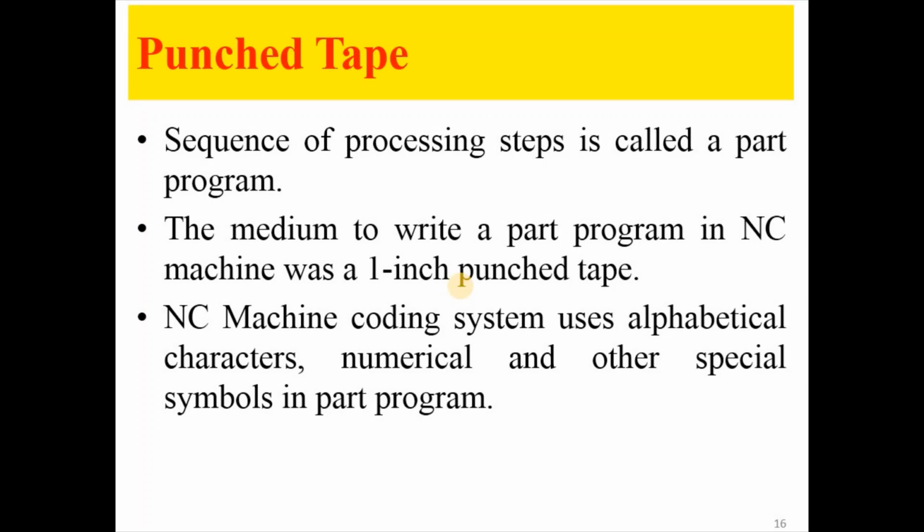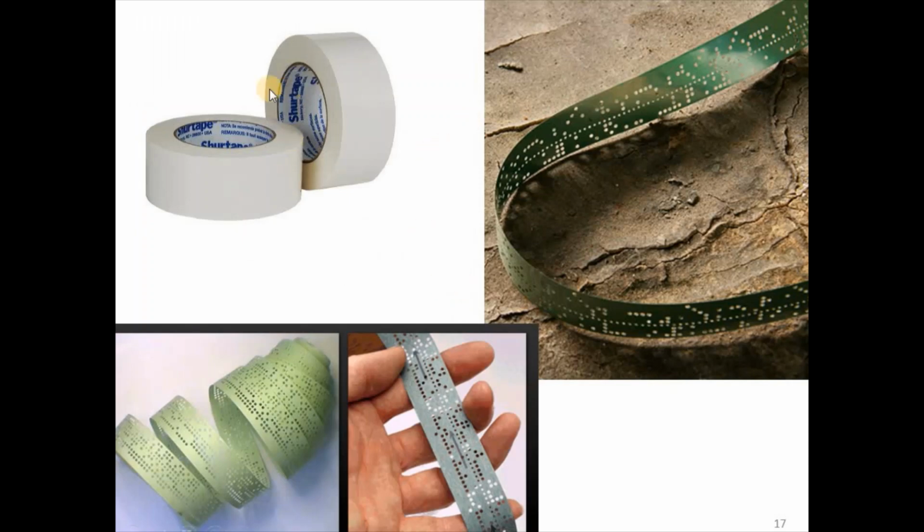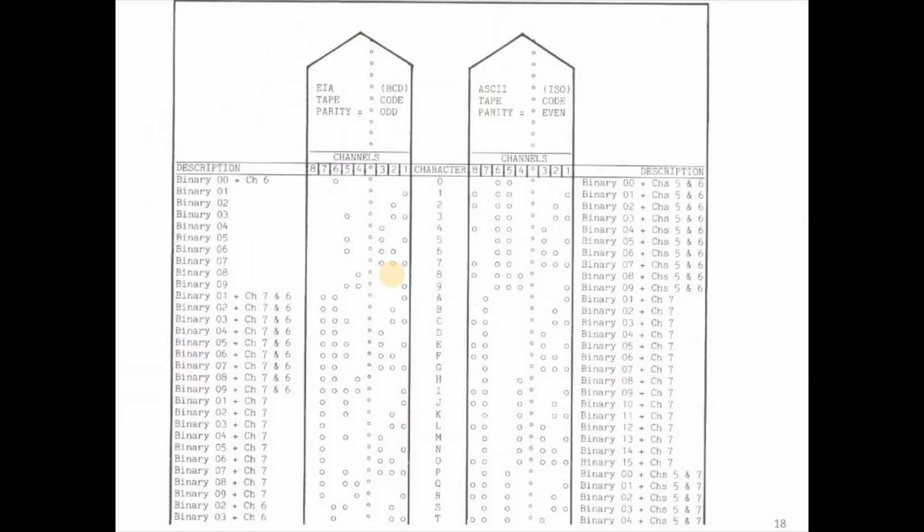The NC machine coding system uses alphabetical characters, numerical characters, and other special symbols in the part program. Already we have seen alphabetical characters such as G code, N, F for feed, S for speed. Like this, we use miscellaneous codes, preparatory codes, numerical values meaning coordinates, and other special symbols. Now we can see some examples of punch tape. Punch tape is used in industries for manufacturing different parts.